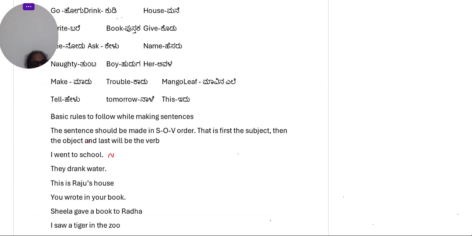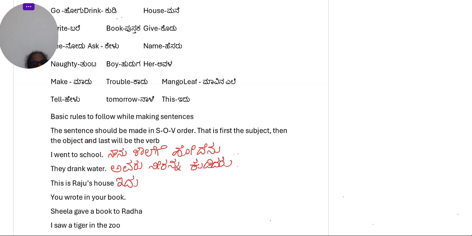So I went to school. Nanu ಶಾಲೆಗೆ ಹೋದೆನು. The next one is they drank water. ಅವರು ನೀರನ್ನು ಕುಡಿದರು. Next one is this is Raju's house. ಇದು ರಾಜುವಿನ ಮನೆ.